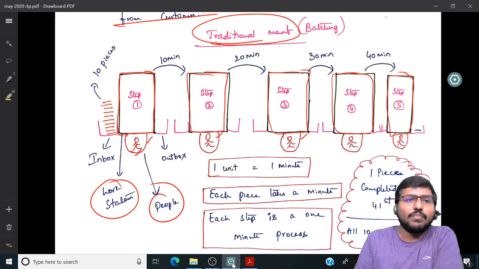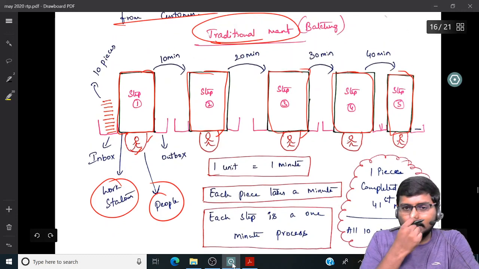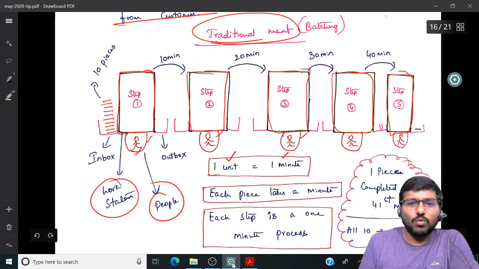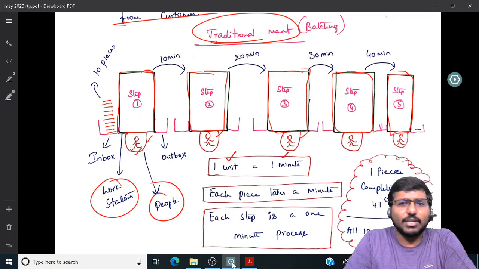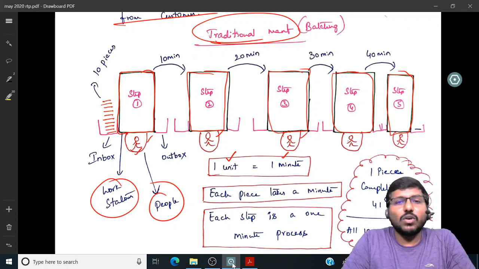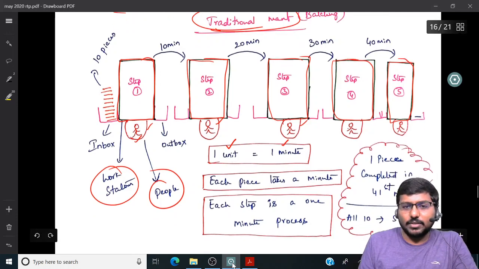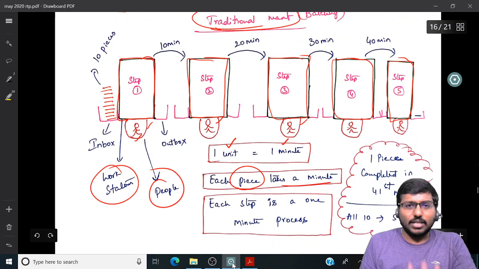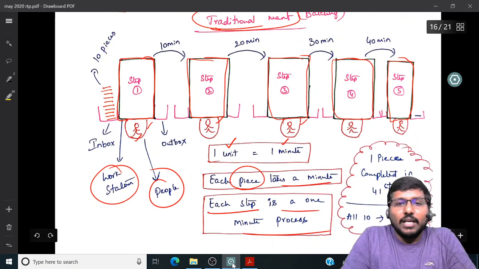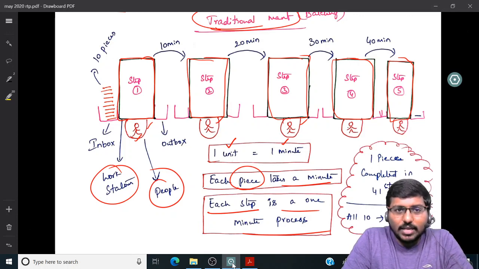That's the concept. Anyway, for ease of understanding, I've presumed that one unit will take 1 minute. It's easy to understand, right? Because our ultimate intention here is to understand the concept clearly, so no confusions whatsoever. So to understand the concept, I just took a simple example. Let's say one unit will take 1 minute. Each piece takes a minute. That is the logic, correct? And also each step is a 1 minute process. So each unit will take a minute, and at the same time, each single step is a 1 minute process.